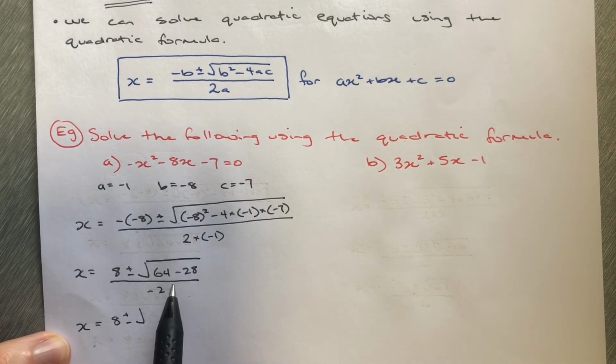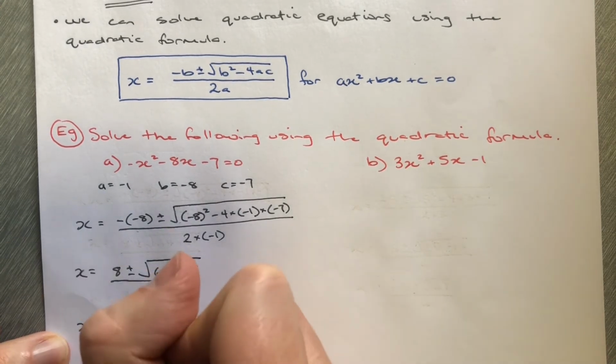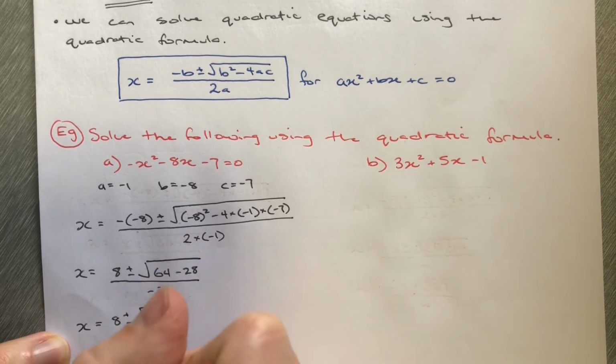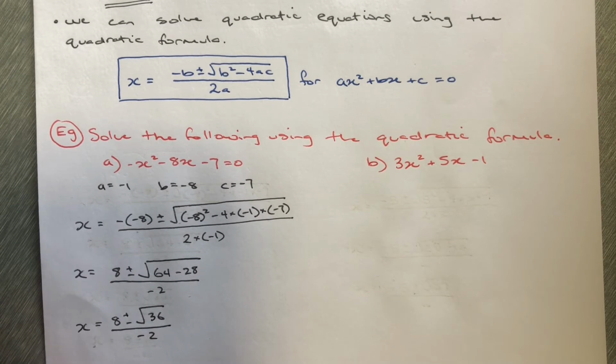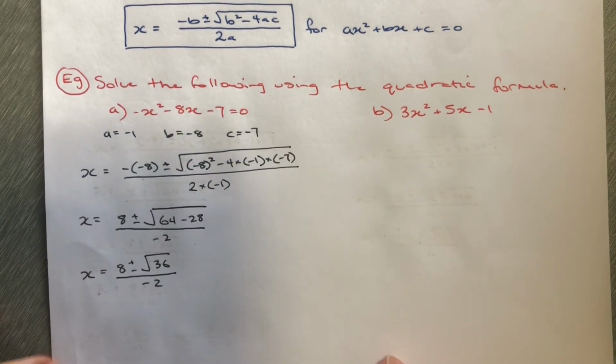44, 36. Alright, now with this one here, it's ended up being a nice easy number under the root there, so the square root of 36 is 6.